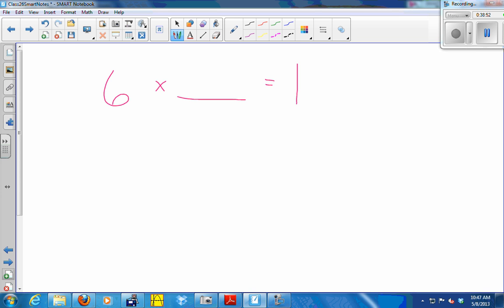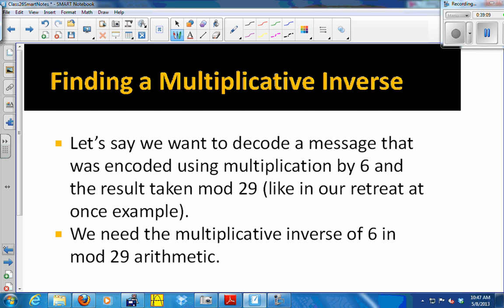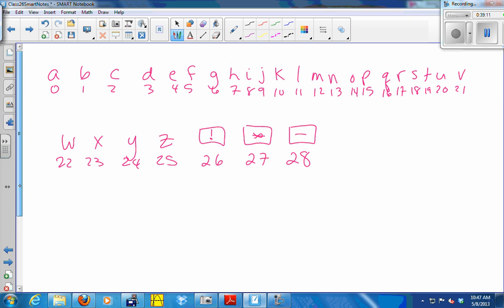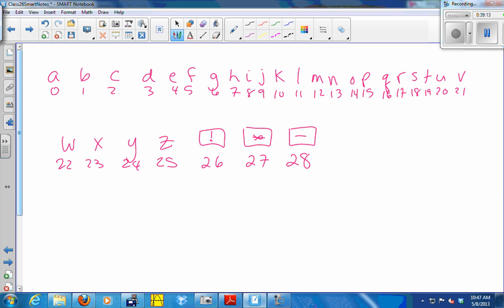If I'm just thinking about 1, no, there isn't one. So I come up with an equivalent number to 1, which in mod 29 arithmetic is 30. 30 is equivalent to 1 in mod 29 arithmetic, because go back to this, right? In mod 29 arithmetic, you get to 28, 29 wraps it back around. 30 is equivalent to 1.